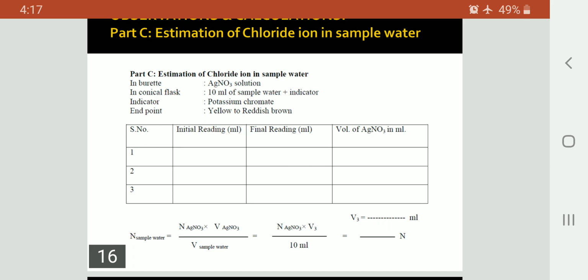So once you have this volume V3, you need to calculate the normality of the sample water. The normality of silver nitrate, which you have already calculated before, multiplied by the volume which you have got through the titration, that is V3 ml, and divided by the volume of sample water, that is 10 ml. Feed all the values in the formula and calculate the normality of the sample water.